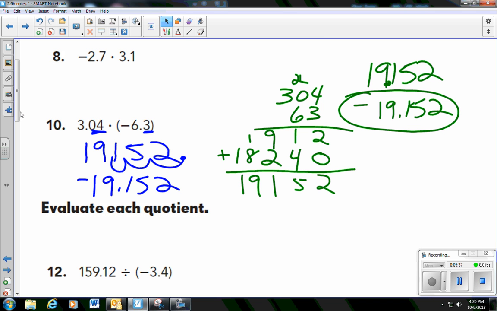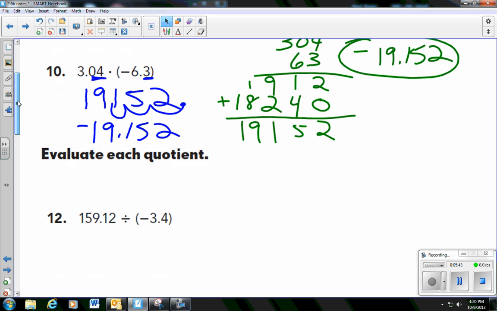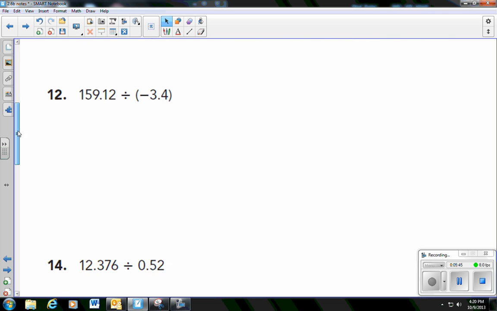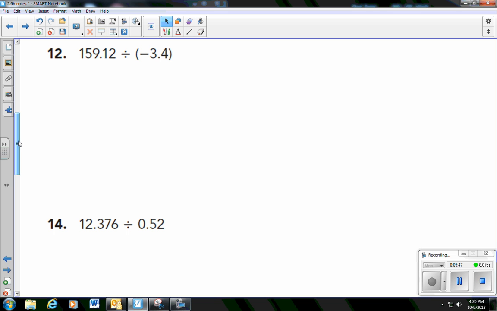All right, so use the estimation skills to your advantage, and also learn how to move the decimal by counting the numbers to the right of your decimal in the original problem. All right, moving on to dividing, number 12 here.